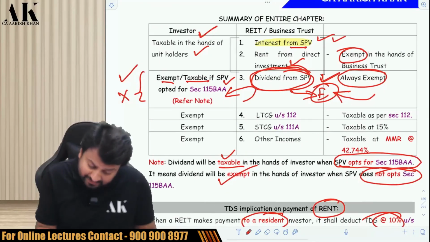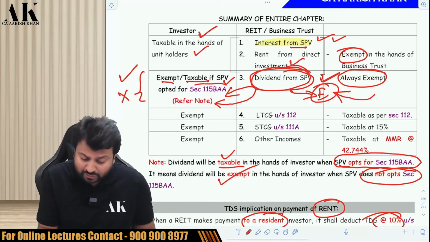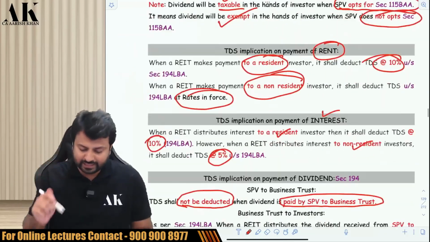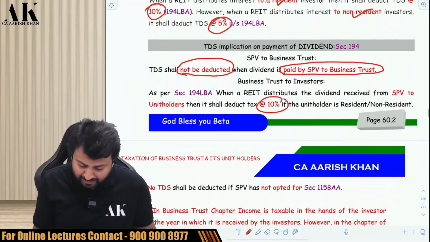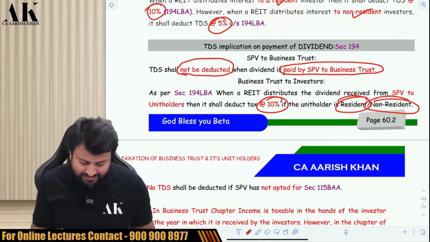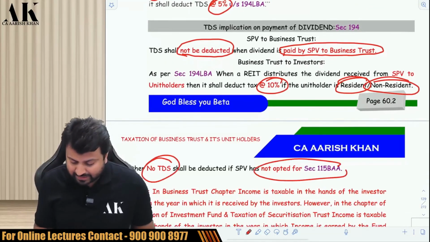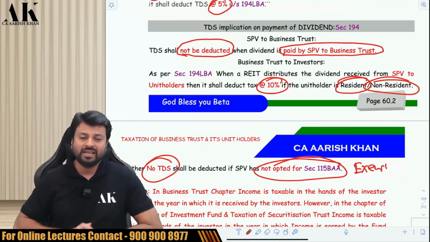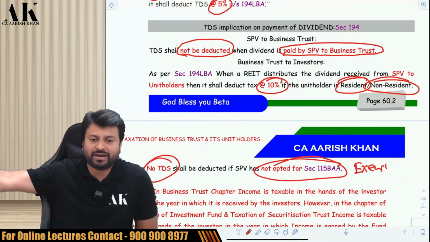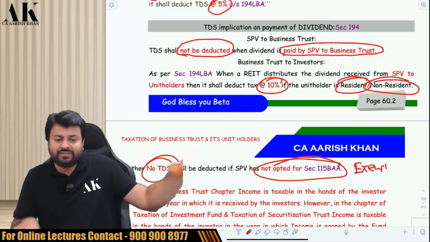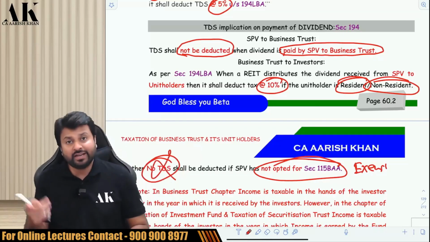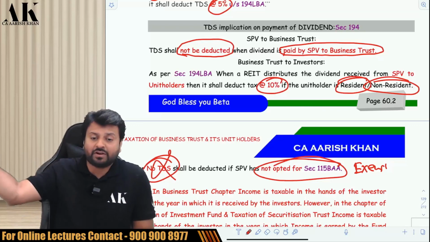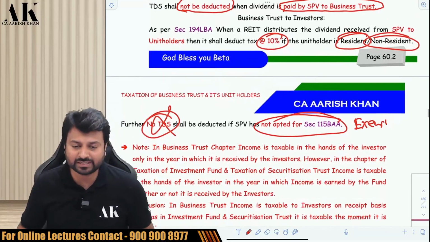But when business trust makes the payment to the investors and the SPV has opted for 115BAA, TDS has to be deducted in that case at the rate of 10% for both resident and non-resident, and no TDS if the SPV has not opted for 115BAA, because in that case dividend is exempt. Do you remember that? If the dividend is exempt, there is no TDS. So TDS has to be deducted when the SPV has opted for 115BAA. Okay, I hope it is clear.